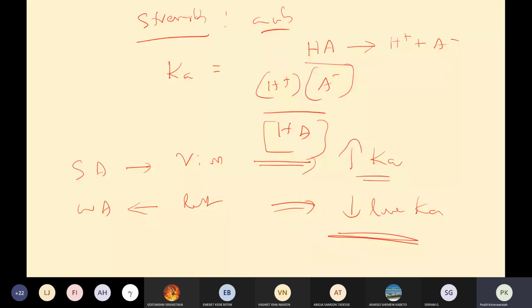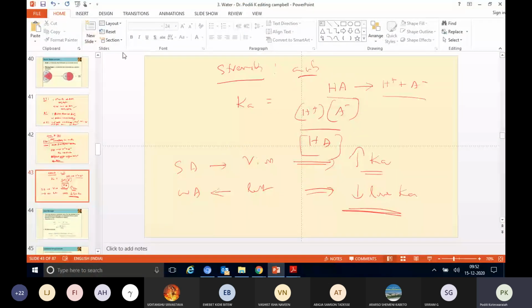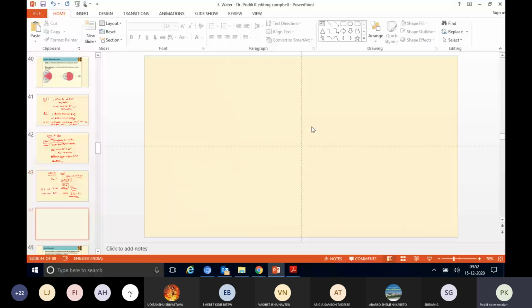So if the acid has higher Ka, that means it is strong, and if the acid has a lower Ka, that means it is weak, because higher Ka means they dissociate more, whereas lower Ka means they dissociate partially. But the strength of the acids and bases in general is expressed, instead of Ka values, with pKa.